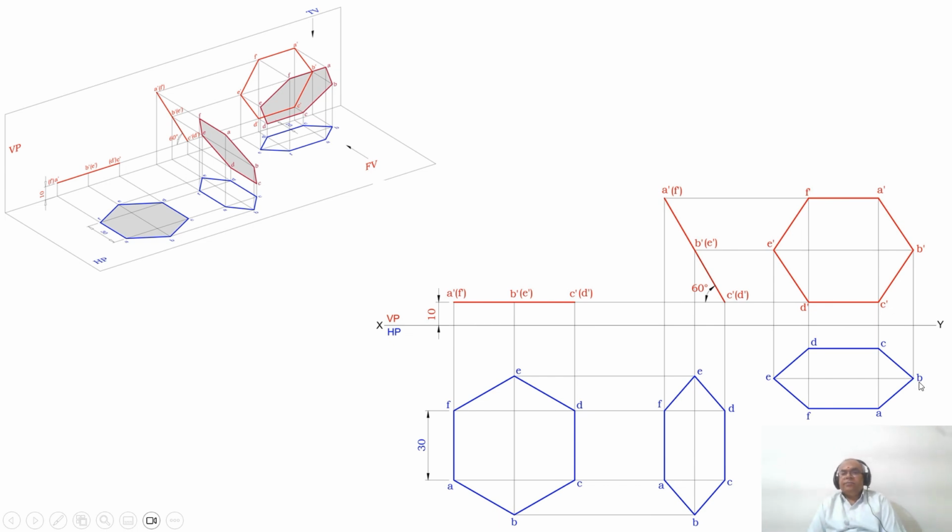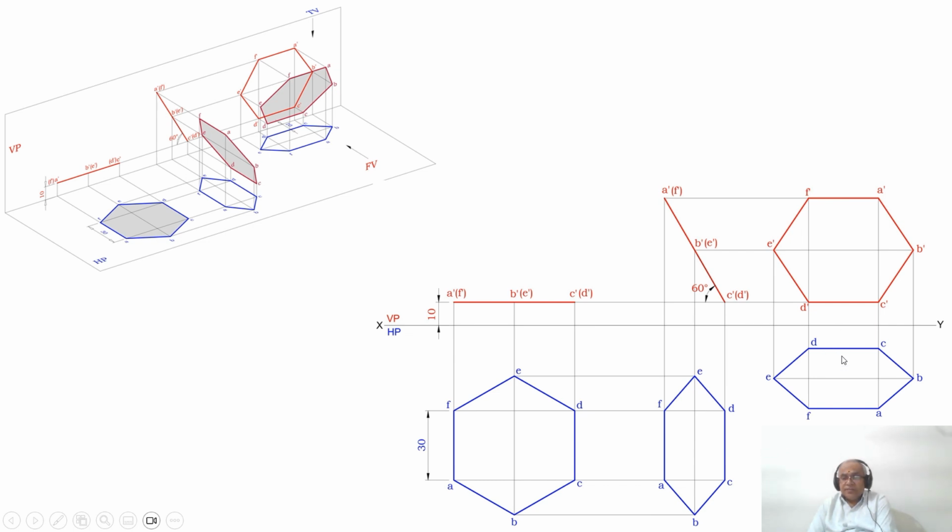And then you mark A to B, B to C, C to D, D to E, E to F and F to A. Then join A to B with a dark line, B to C with a dark line, C to D with a dark line, D to E with a dark line, E to F with a dark line, and F and A with a dark line. Now we can see the side which is above HP by 10 mm is also in front of VP by 10 mm.